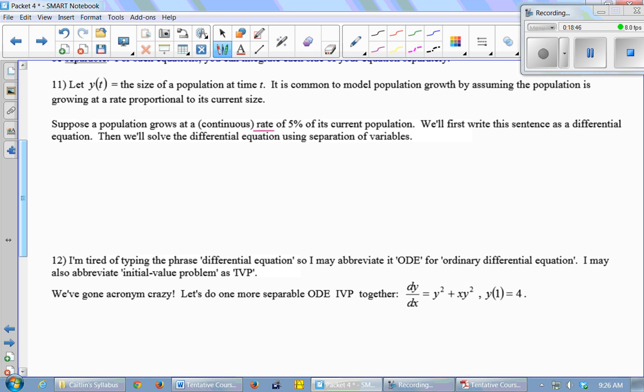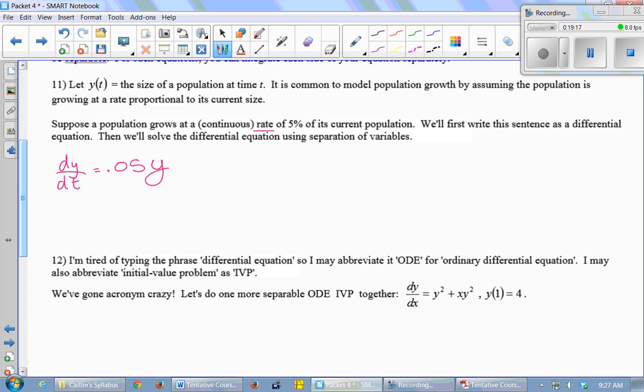Remember related rates problems from last semester? It's kind of like that. We have to translate it. So our rate, dy dt, is 0.05 times my current population size y. So the rate is 5% of the current population, and the current population is modeled by the function y.